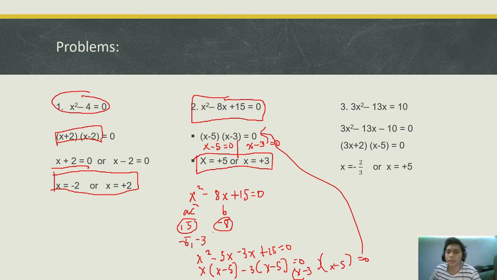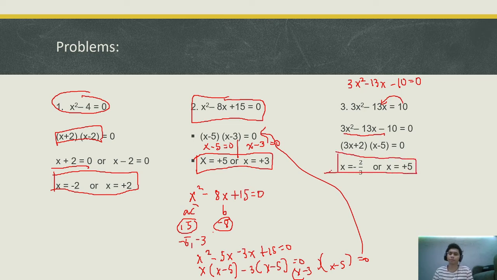For number 3, again, the rule in factoring is to equate the right side to 0. So therefore, transpose 10 going to the left. So therefore we have this. So once again, using the AC and B method, we can find the two values of x as negative 2/3 and positive 5.